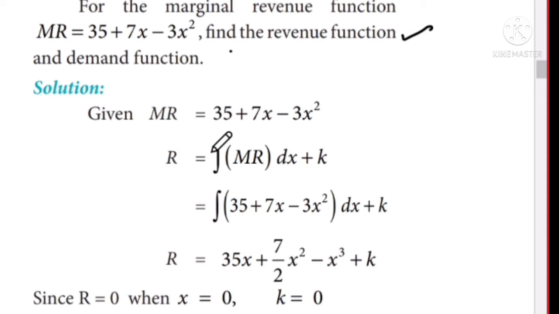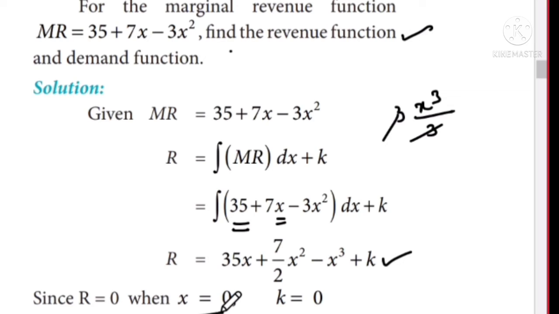Last year you learned that when the revenue function is given, you differentiate to find the marginal revenue. Now you integrate. So integrate 35 plus 7x minus 3x squared dx. 35 is a constant, its integration is 35 into x. 7, integration of x is x square by 2. Minus 3, integration of x square is x cube by 3, so the 3 cancels and you get x cube. When x is 0, remember, when you find the fixed cost, you always put x is 0.